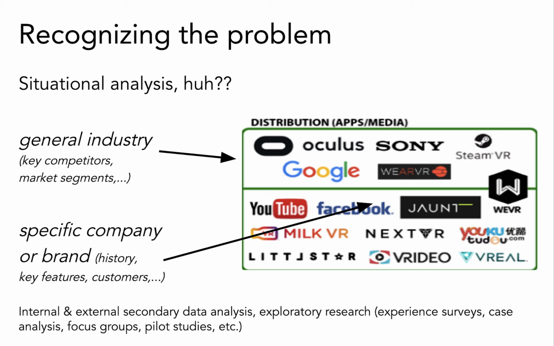So general industry analysis would be looking at the key competitors in that industry, main market segments, growth in the industry overall, and so on. Whereas specific company focus or brand focus pertains to the company's history, key unique features, unique customers, and so on. So both the general industry as well as the company is being investigated before moving on to the actual market research. And this preliminary research is called situational analysis.